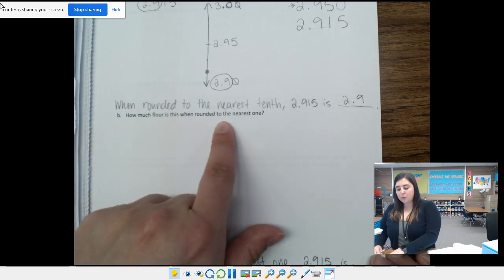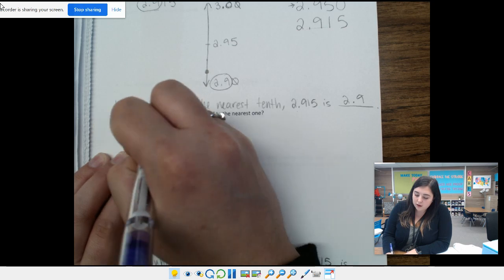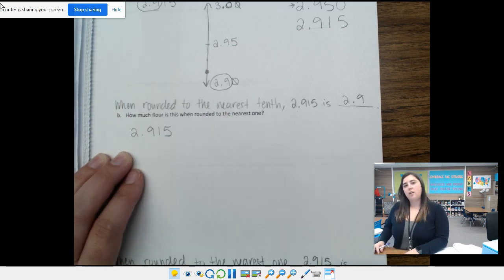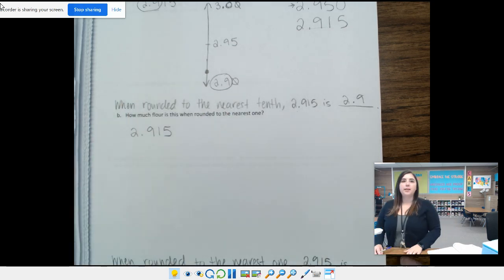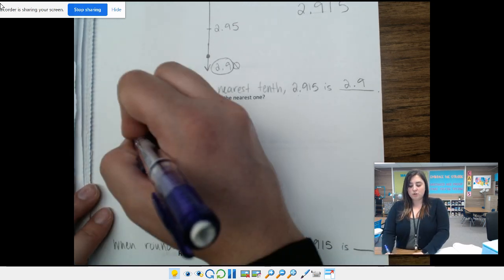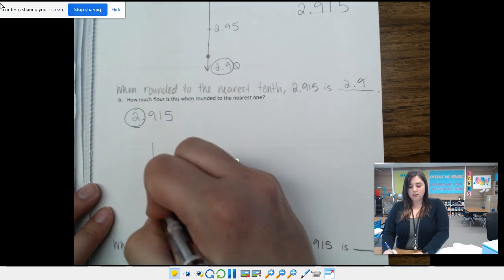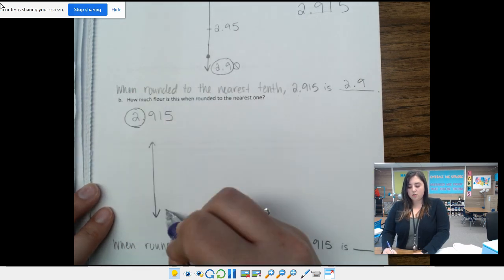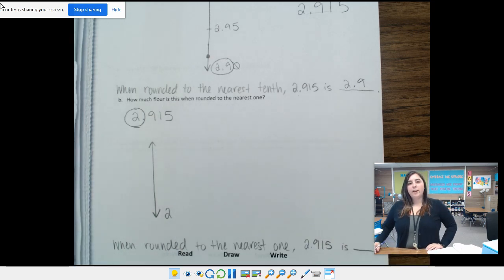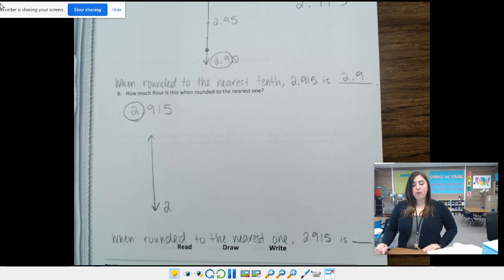How much flour is it when we round to the nearest 1? So write out the number. Underline your ones place. Which one is that? Should be here. And there is nothing before it, so I'm just going to use that 2. All right, I want you to see, even if you couldn't solve that first one by yourself, see if you can solve this one. Pause the video if you need to get more time.